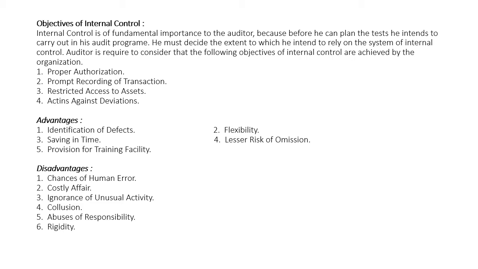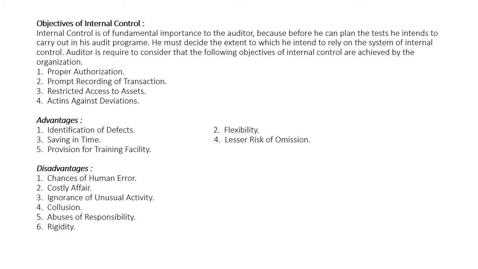Fourth is lesser risk of omission. Under the system, the total work is subdivided into a number of activities and each employee is assigned each type of activity. So there is least chance of oversight or omission of any issue.